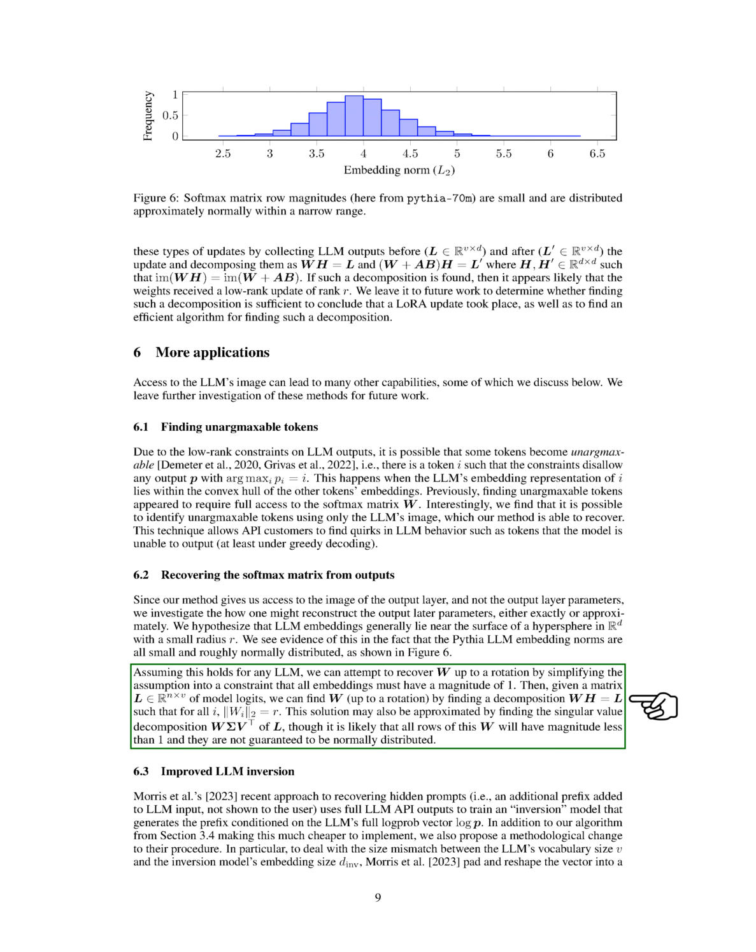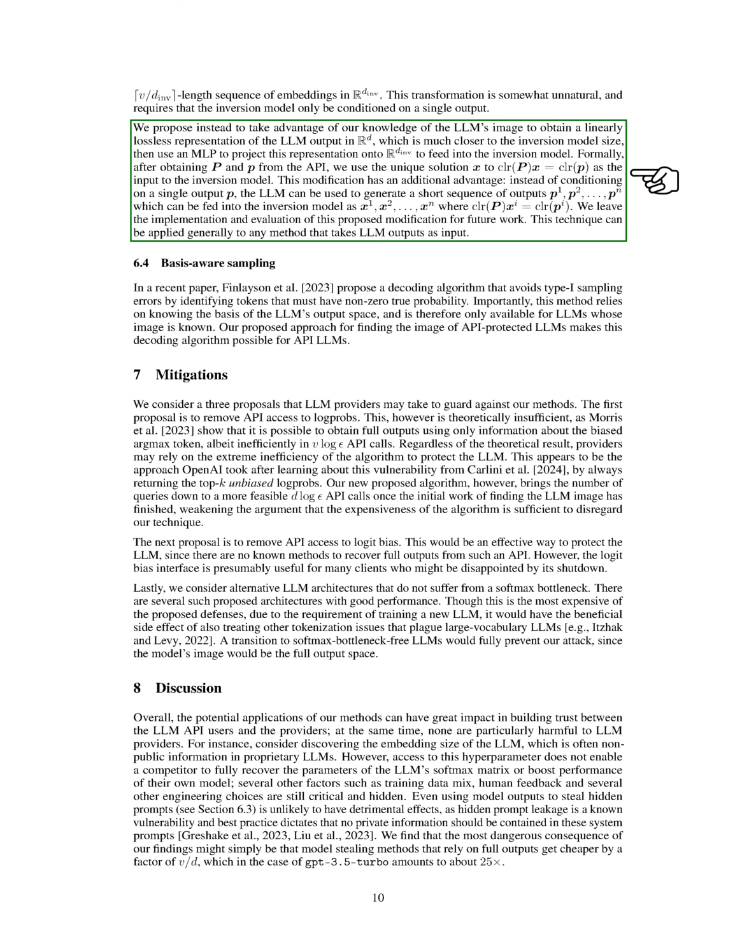Regarding the improved LLM inversion, a recent method focuses on recovering hidden prompts by training an inversion model using the full LLM API outputs. We suggest a modification to this approach to address the vocabulary size mismatch between the LLM and the inversion model. By leveraging our understanding of the LLM's image, we can obtain a more suitable representation for the inversion model, which can then be processed further using an MLP.